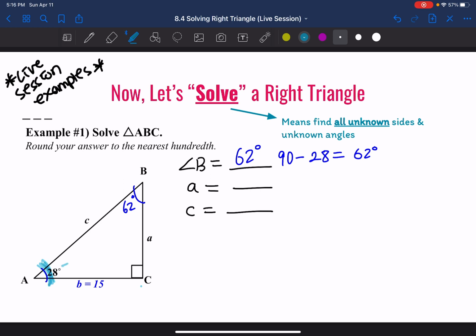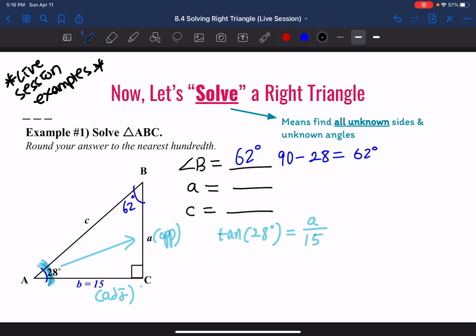So from the 28 degree angle, my a is opposite and b is adjacent because it's right next to 28. If I know opposite and adjacent, what can you use? Tangent. Tangent is opposite over adjacent, right? So I'll set up the equation now. It will be tangent of 28 degrees equals opposite, which is a, over adjacent, 15.